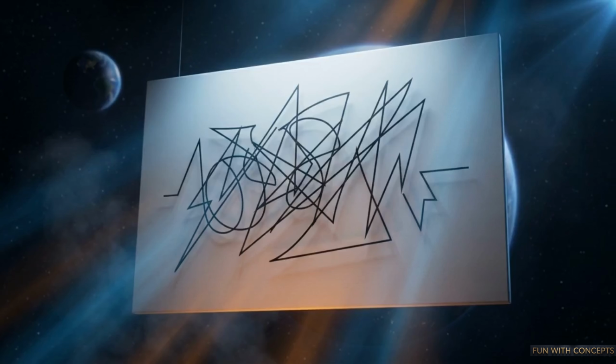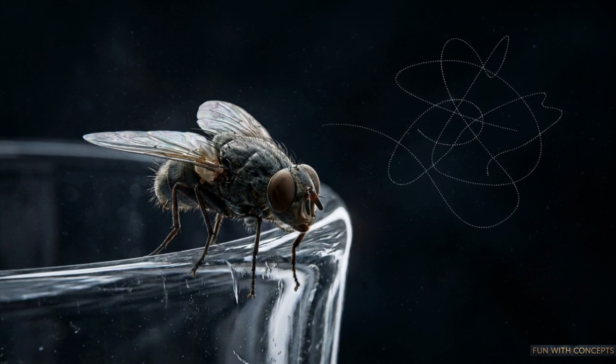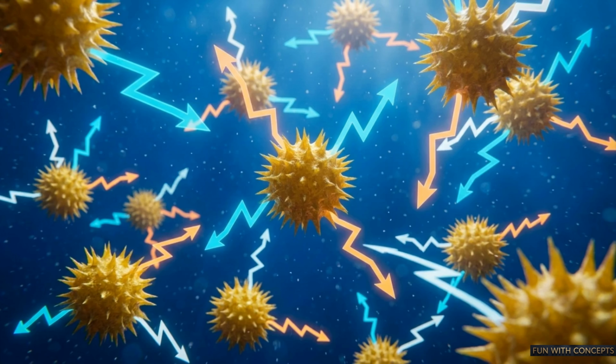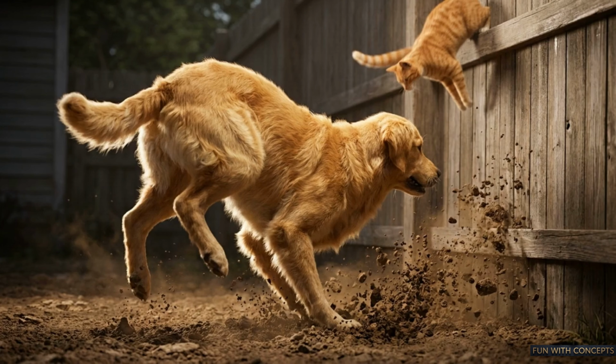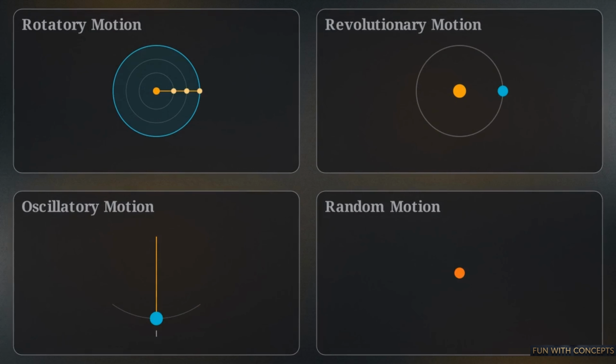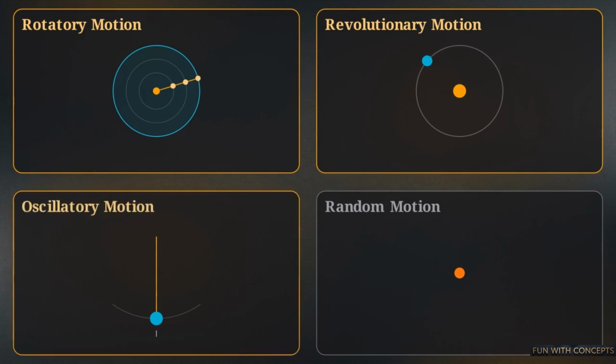And then there are paths with no predictable pattern at all. We define this as random motion, the erratic flight of a housefly, pollen grains drifting in water, or a dog chasing a cat. By categorizing these movements, whether they are internal loops, external orbits, fixed swings, or total chaos, we can predict the physical behaviors of things that rarely travel in straight lines.